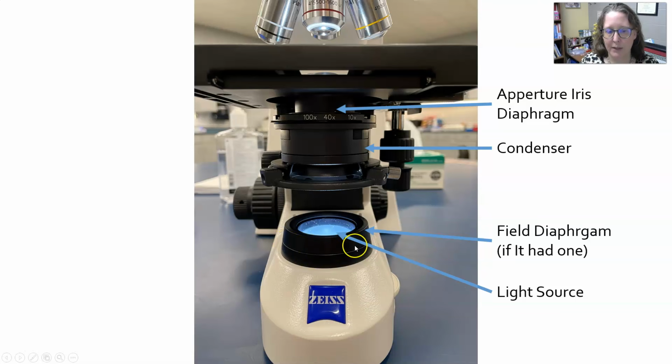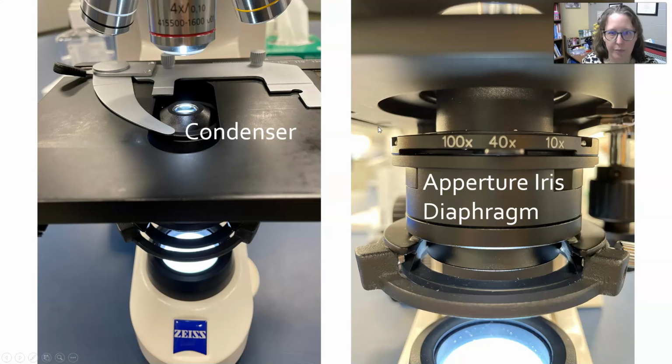So there normally would be some kind of lever or a way to rotate this piece where it opens and closes and lets more or less light from the light source into the condenser. So there's a condenser underneath the stage here, and then the aperture iris diaphragm is right here, and there's a little lever. You can adjust it depending on if you're on 10x, 40x, or 100x.